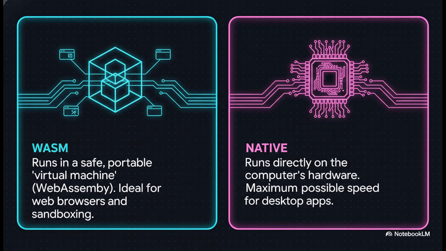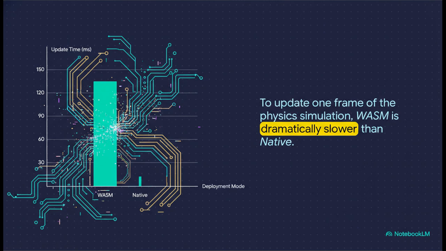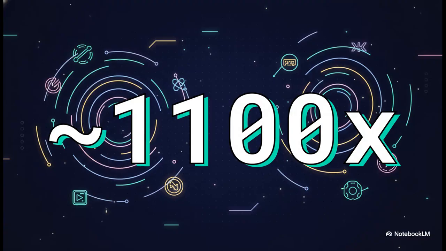The other option is native mode. This is where the code runs directly on the metal, right on your computer's hardware. No middleman, just pure maximum speed. And wow, this chart just says it all, doesn't it? To update just 1 frame of the simulation, the WASM mode took over 135 milliseconds. And the native code, 0.122 milliseconds. Look at those bars. That's not just a small difference. That is an absolute chasm. To put a single number on that gap, the native code was roughly 1,100 times faster.